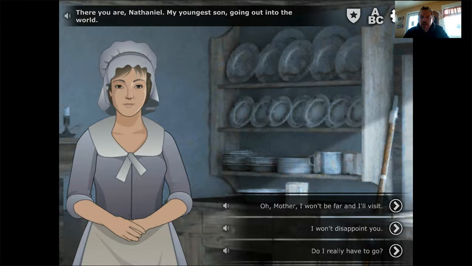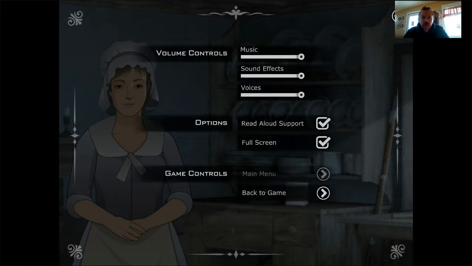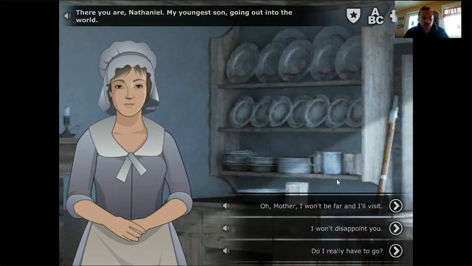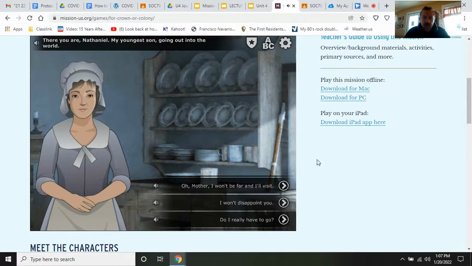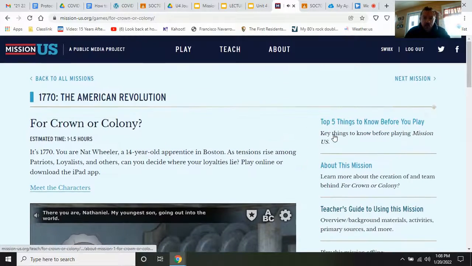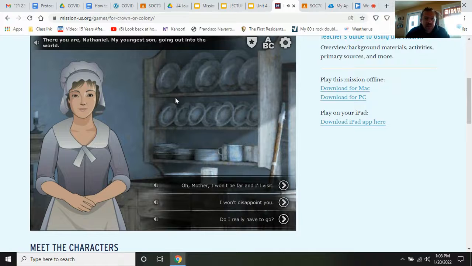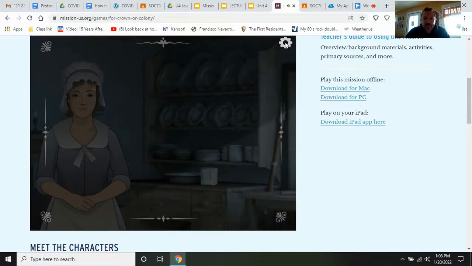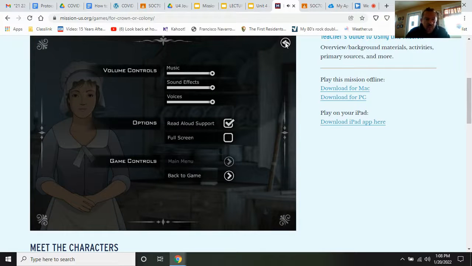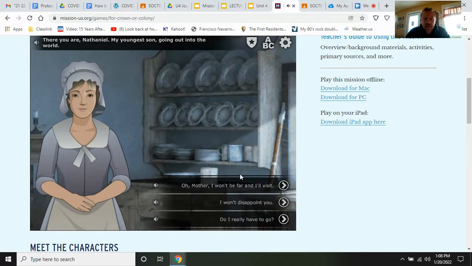Let me see if I can go back here. Back to game. I really want to go to the main menu. Oh, so this is important. Whenever you want to go back, hit escape. If you need to stop the game, escape will shrink the screen like that. Okay, I want to stop. So I'm going to see what my options are here for that. Back to game. It's not going to let me stop.